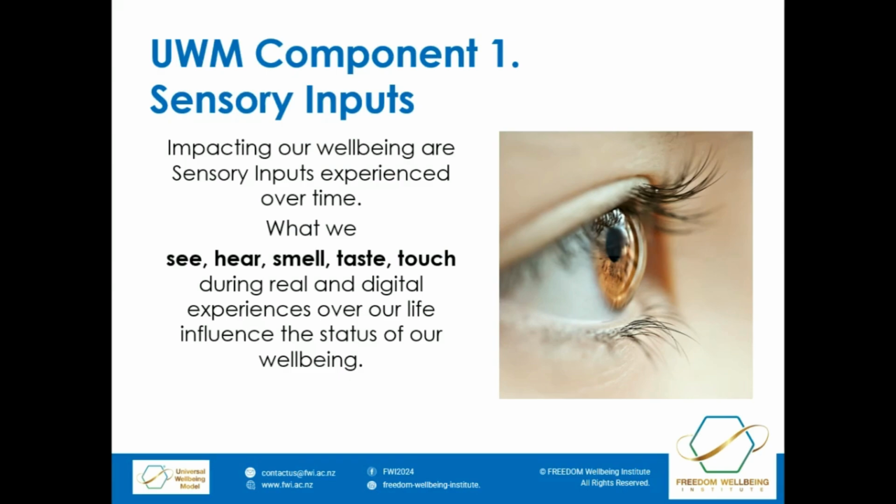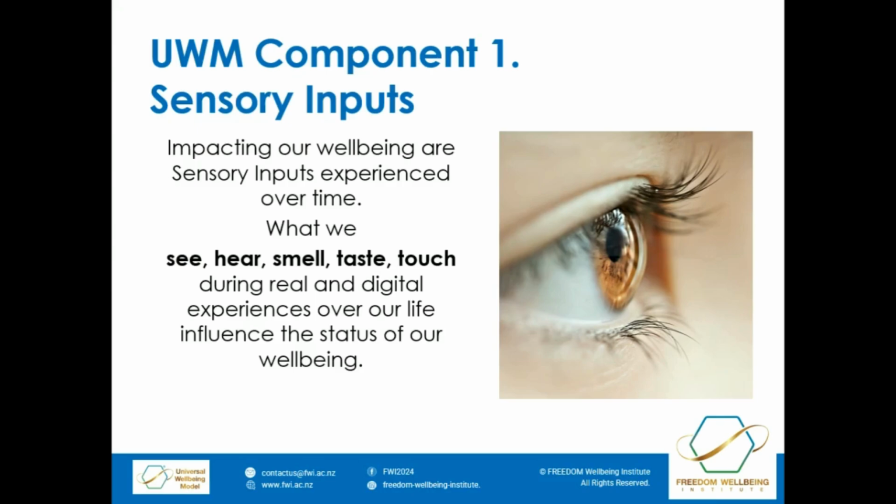Now, the Universal Wellbeing Model explains that our wellbeing is impacted by sensory inputs that we experience over time. That is, things we see, hear, smell, taste and touch during real-life experiences and digital experiences. Both of these can influence the status of our wellbeing. So when these different inputs come into us, they go to our brain for the brain to process.